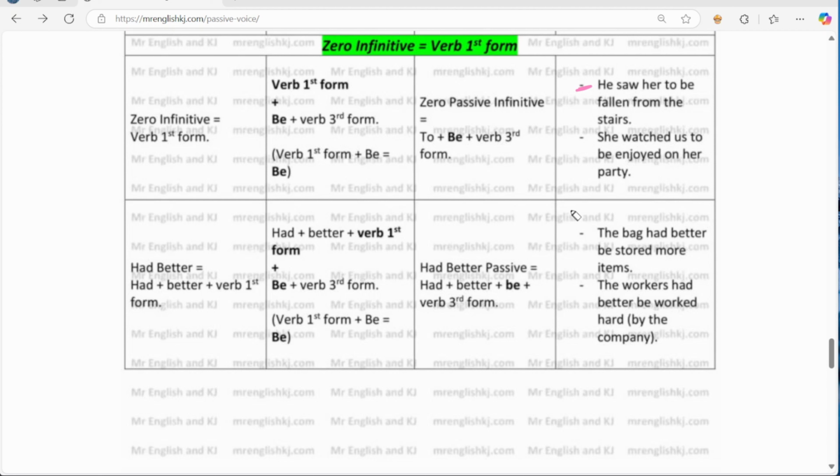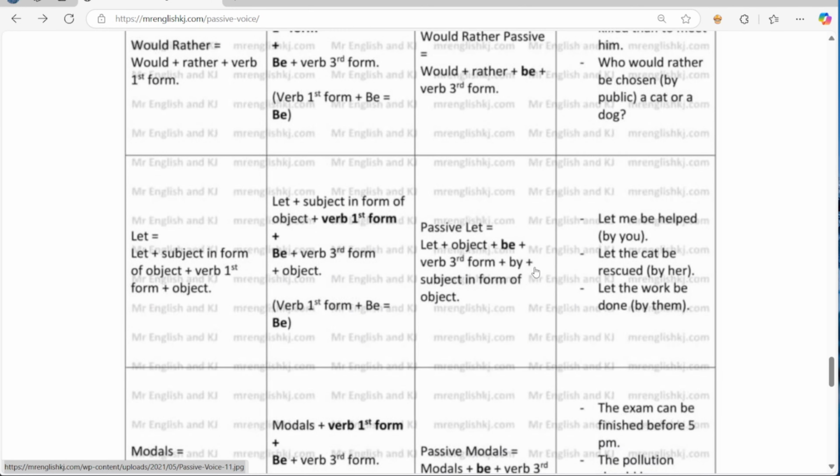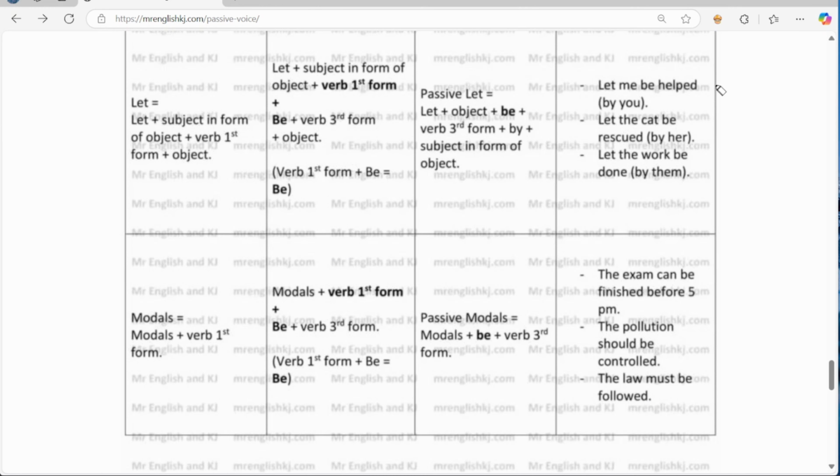So she is not doing it herself. She received it. She is the object. Okay, to be fallen is for her. Okay, and he saw, it's the active because he saw. Remember that. Now same goes for others. Would rather, be plus third form. Let. If you notice in let, the word let already comes with a subject in the form of an object. Okay, but here as usual, meaning to say the subject goes at the end.